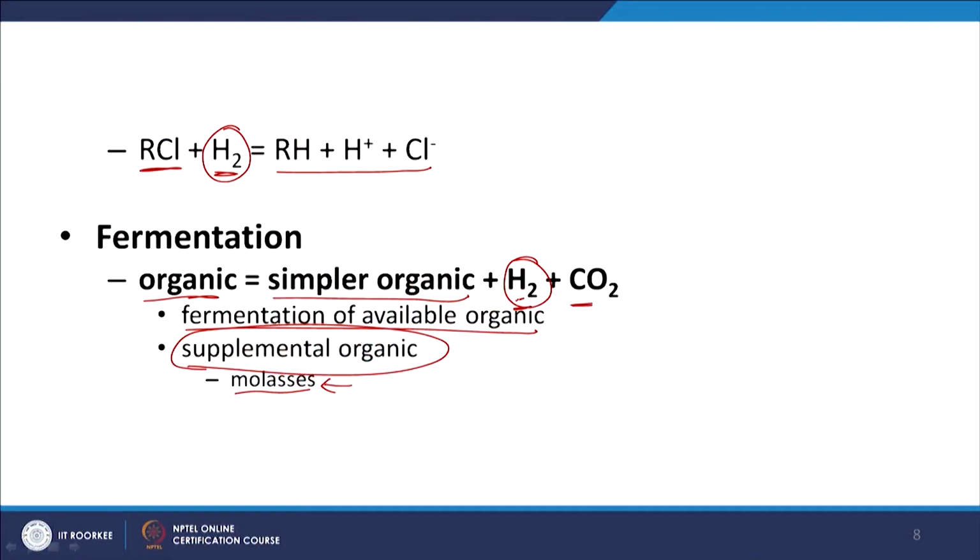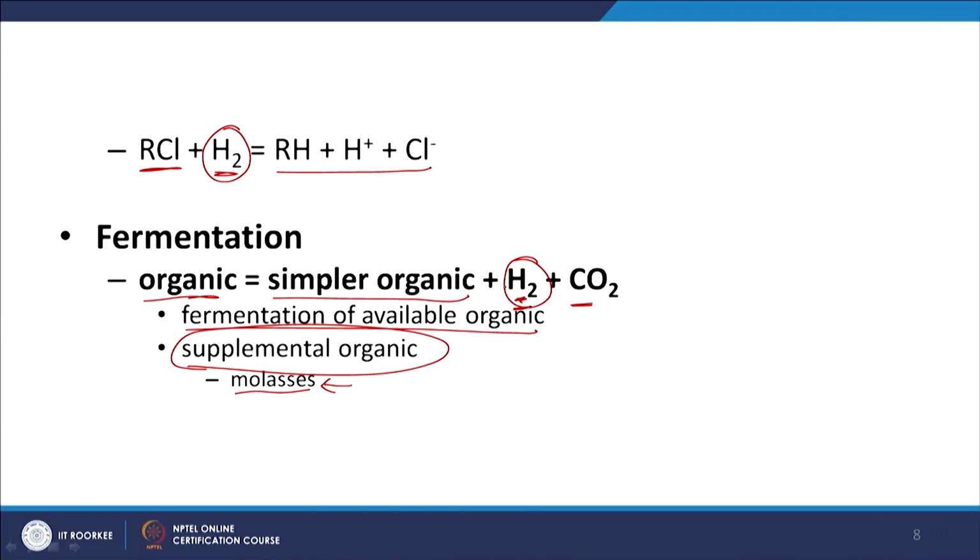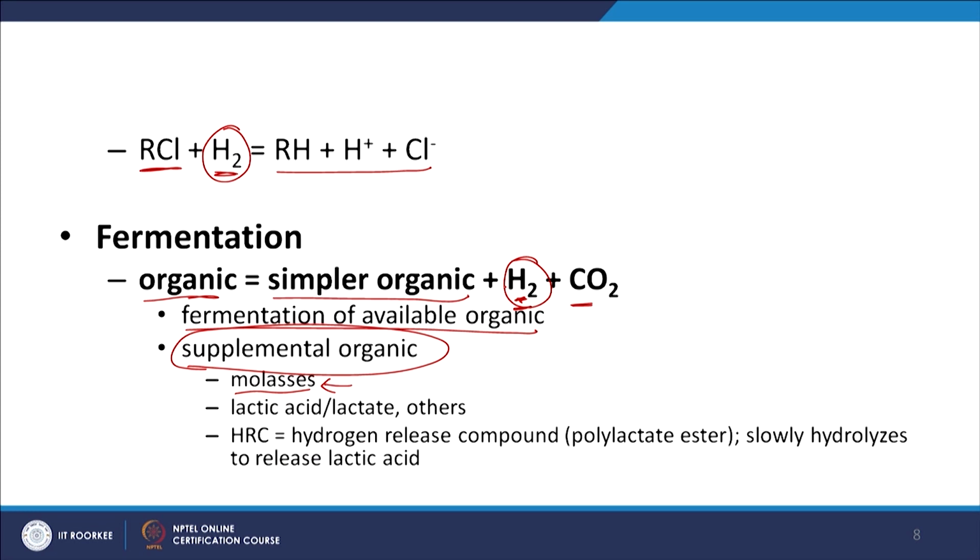So either fermentation to try to get the hydrogen, or molasses itself acts as the electron donor here. But typically you are trying to promote formation of hydrogen, with lactic acid or, as I mentioned, other hydrogen release compounds. So with that we are now going to move on to the relevant aspects of a case study where they looked at bioremediation. Let us look at what we have out here.